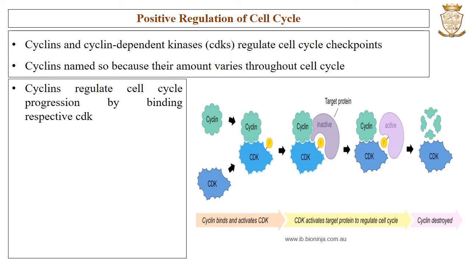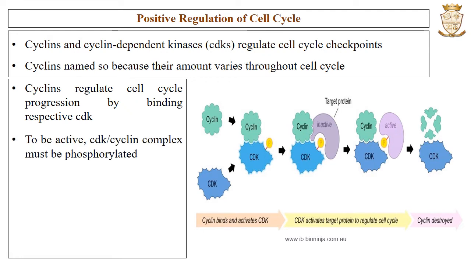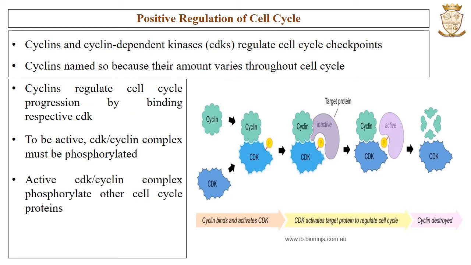Cyclins regulate the cell cycle when they are bound to their respective cyclin-dependent kinases, or CDKs. To be fully active, the CDK-cyclin complex must be phosphorylated. After phosphorylation, they get activated and further phosphorylate other proteins that function in the cell cycle. Once the cell moves ahead in the cell cycle, the cyclins get degraded.